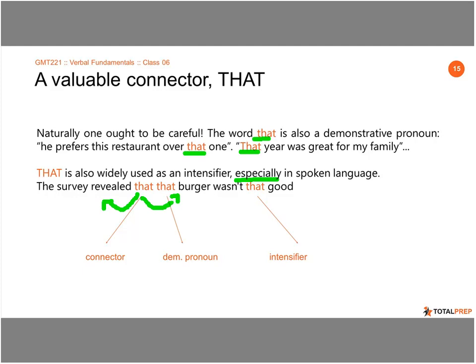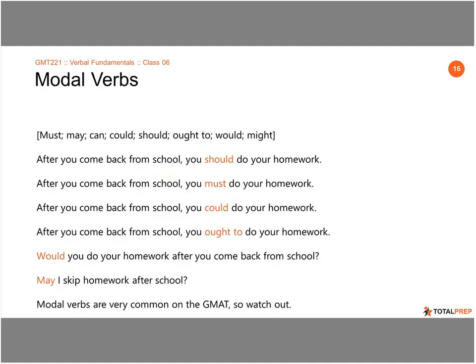The demonstrative pronoun that you somehow could substitute for this burger, and wasn't that good, that you could substitute for so good, really good. That's the intensifier. GMAT will mostly test that as a connector, but not as an intensifier. To be really honest, I've never seen that, if they are testing if you know how to use that as an intensifier in a sentence.